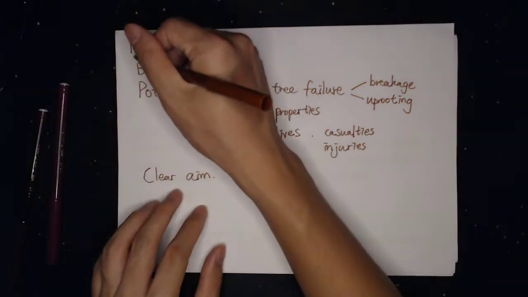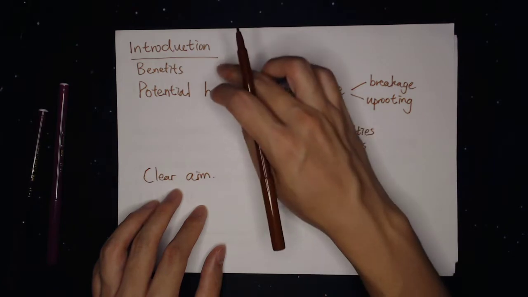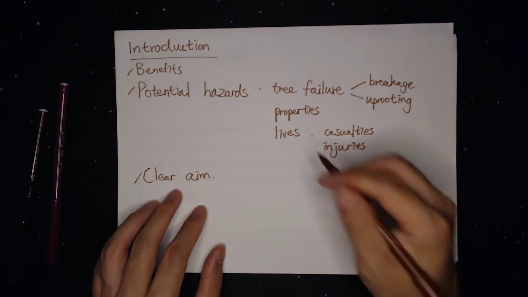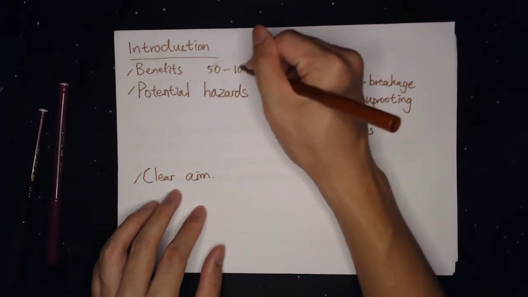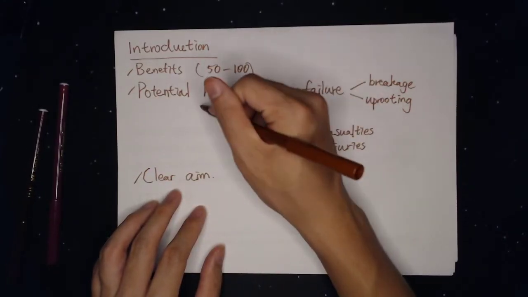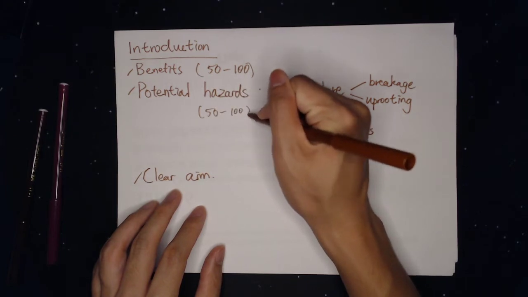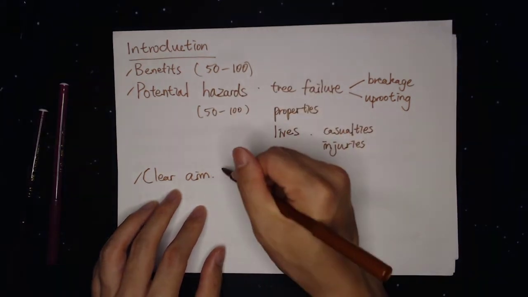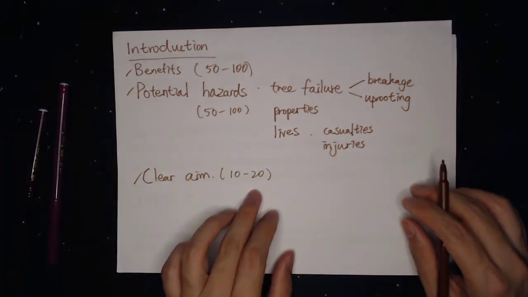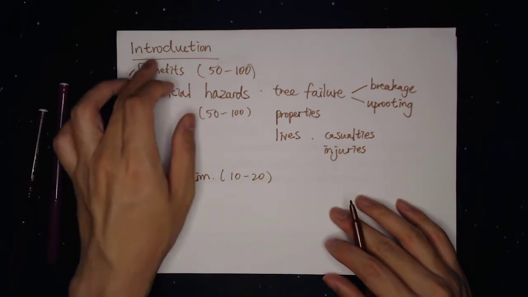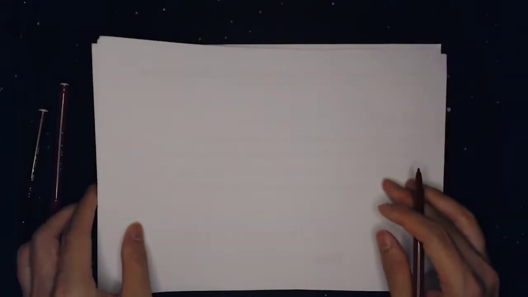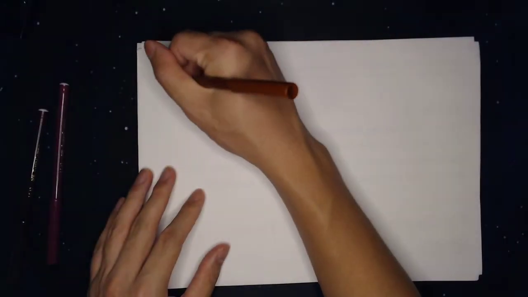So the whole introduction section should be divided into at least 3 parts. So you may write 50 to 100 words describing the benefits, and do the same for the hazards. And finally, you should use 10 or 20 words to describe your aim. That is on introduction. And then the second section is on method.